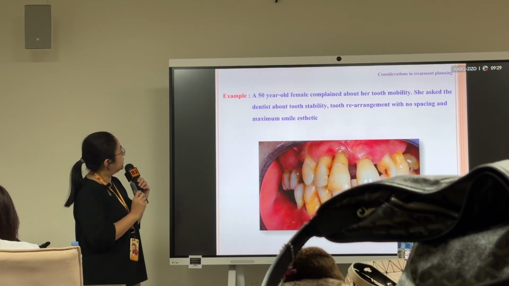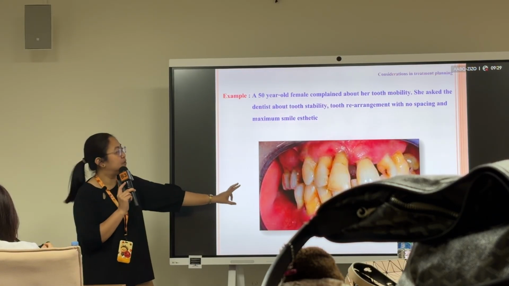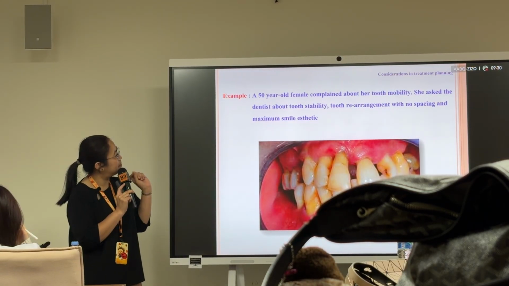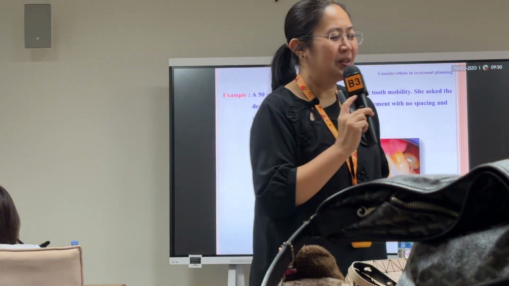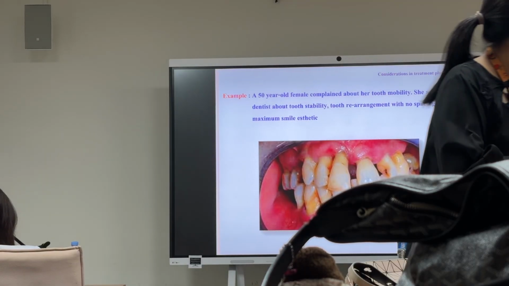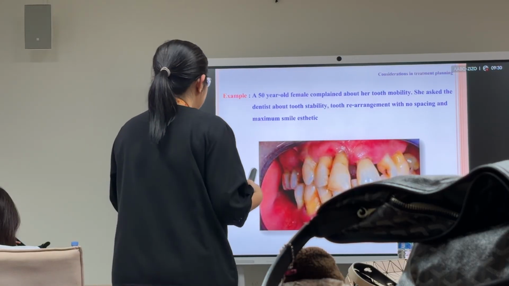Okay, for example, a 50-year-old female complained about her tooth mobility. From the picture you can see. And she asked the dentist about tooth stability, tooth rearrangement with no spacing, and maximum smile aesthetic. Oh, she needs a lot. Is it possible? Do you think? Yes, you can do everything in this condition, and you need... So the patient expects a lot, right? But given the ability to clean and the condition of the mouth, maybe we cannot do that. So you can explain to the patients.